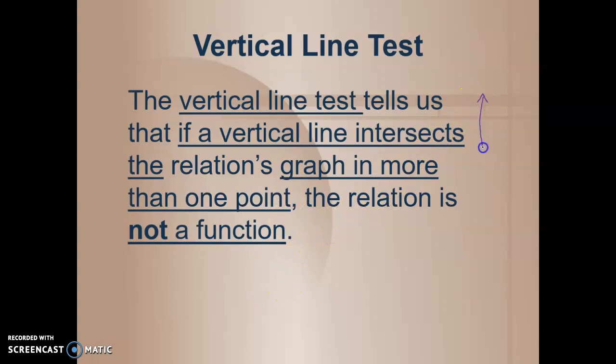Just a quick reminder, vertical is up and down. So let's take a look at this particular graph. We don't have the points listed, although if we wanted to, we could find all the coordinates, list them out, and see if any x values have been repeated. But we can also use the vertical line test, which we'll do in just a second.